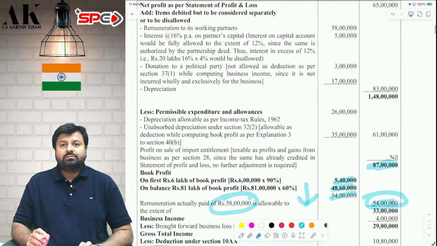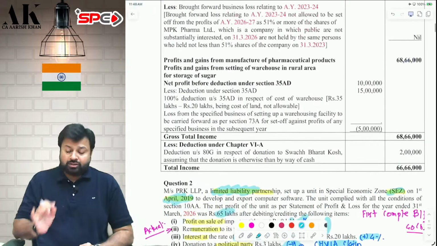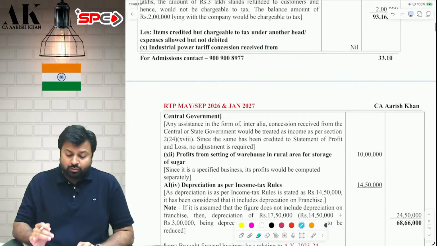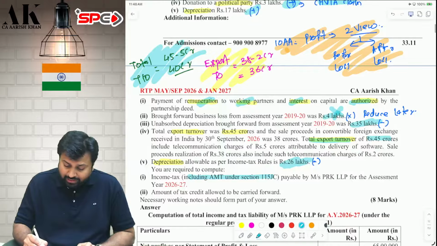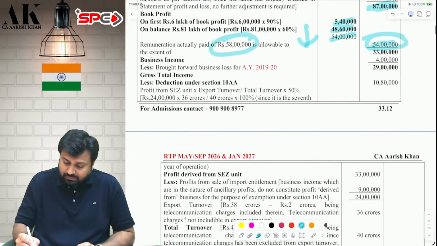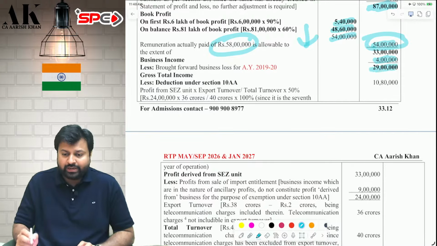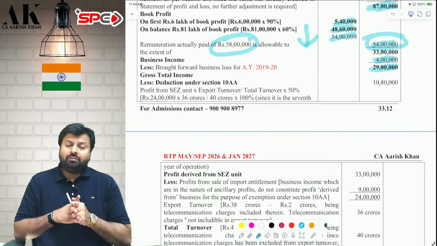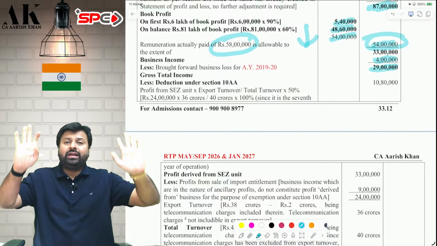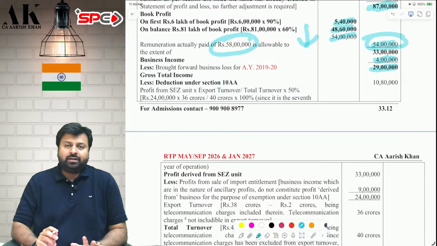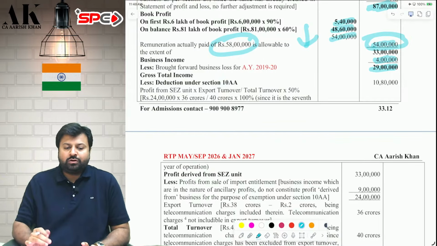Now the real question comes. Now we have to compute the 10AA deduction. But after this, you will do one thing. You will first reduce the losses. First, you will reduce the loss of 4 lakh rupees from your PGBP income. And now your ultimate gross total income comes to 29 lakh rupees. Now from this 29 lakh rupees, you will compute 10AA deduction, and at the end you will take 80GGB deduction of political party donation which you have given.